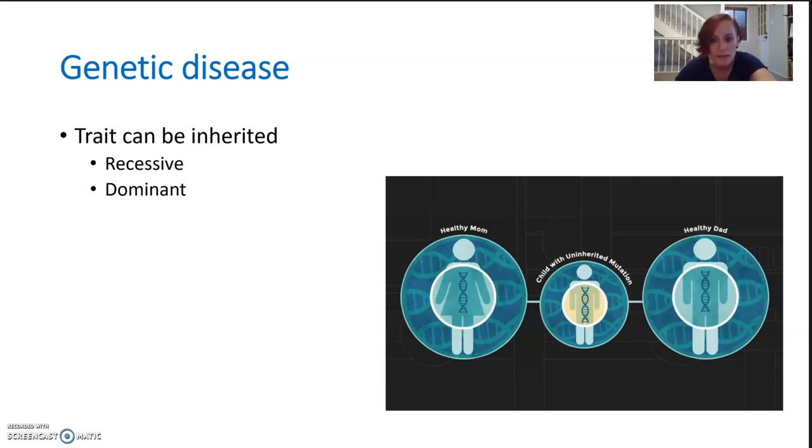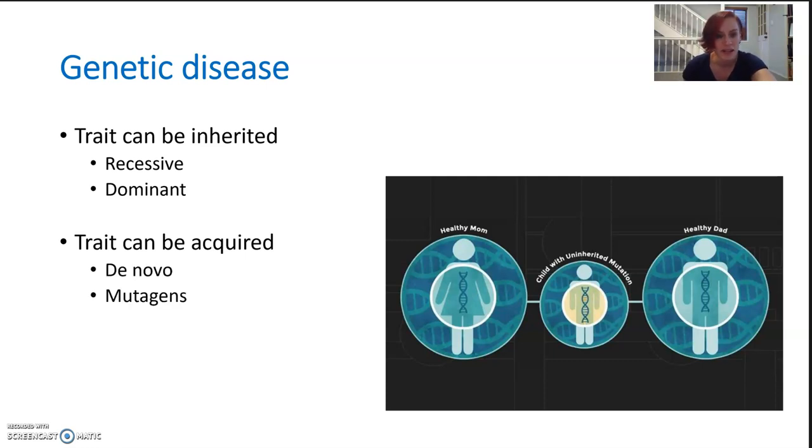Now, when 2 copies of the recessive gene are inherited, obviously that's when the disease can manifest physically. If the trait's dominant, there's no carriers. Now, the trait can also be acquired. You can acquire a mutation. It can be acquired de novo, which means it's random, or it can be acquired via a mutagen.